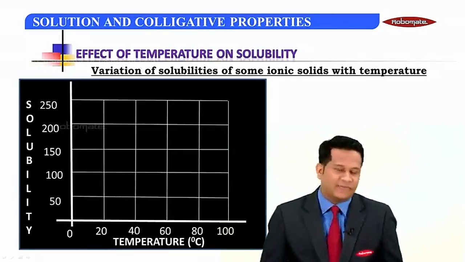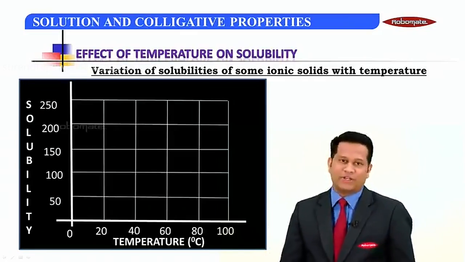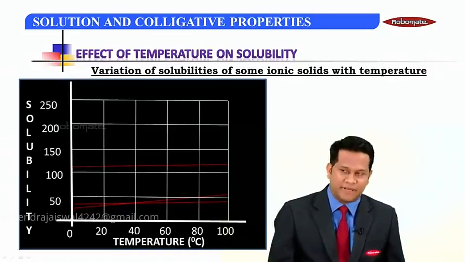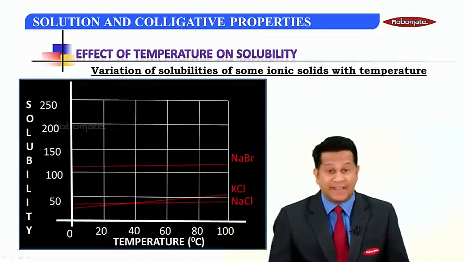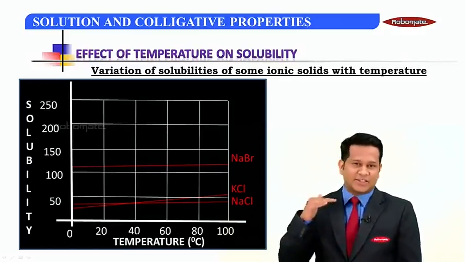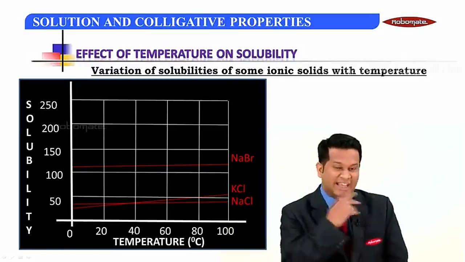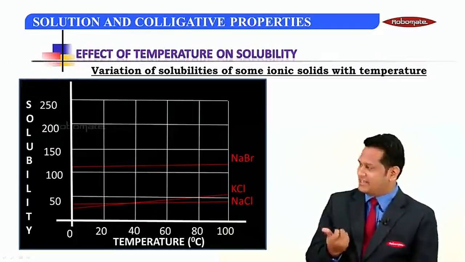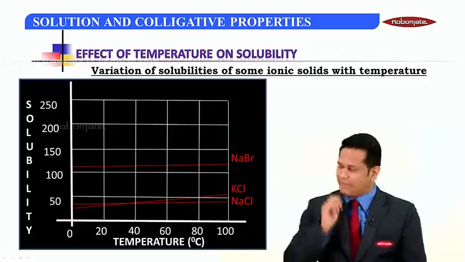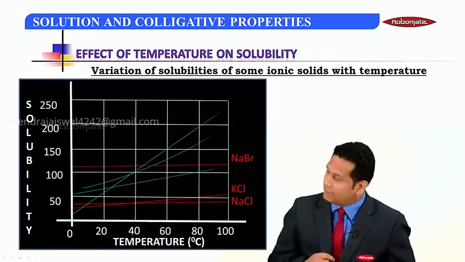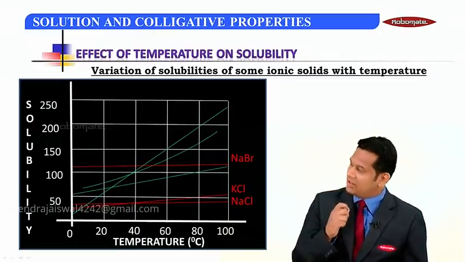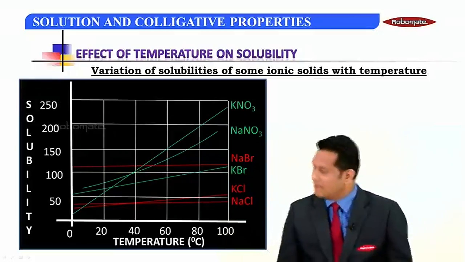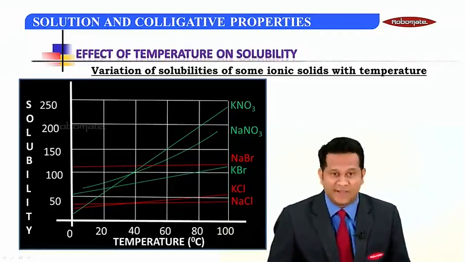And let's see a variation of solubility of some ionic solids with temperature. If you see the graph of solubility versus temperature, then I take three examples over here like NaBr, KCl, NaCl. The solubility increases gradually, or the increase in the solubility is very less as compared to that of the increase of temperature. But in the other three examples, the increase is quite big with respect to temperature, and the examples are KNO3, NaNO3 and KBr.